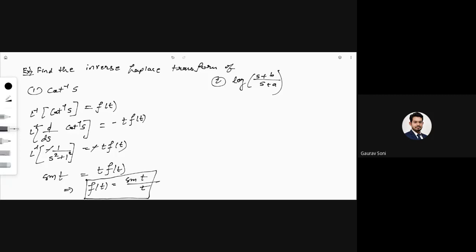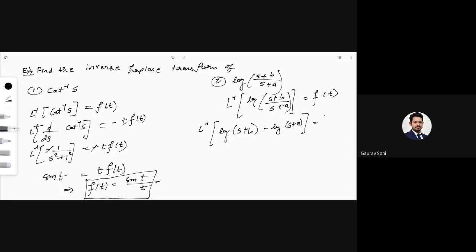Next, Laplace inverse of log of (s plus b) upon (s plus a). Suppose this is equal to f of t. So our task is to find f of t. So what we will do is we'll take Laplace inverse of log of (s plus b) minus log of (s plus a). Nothing difficult, just the property of log.